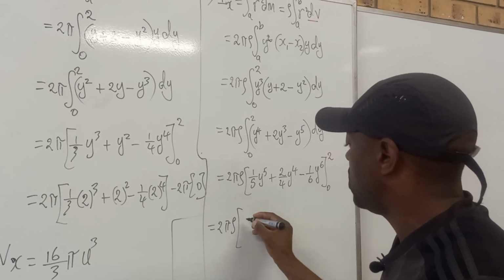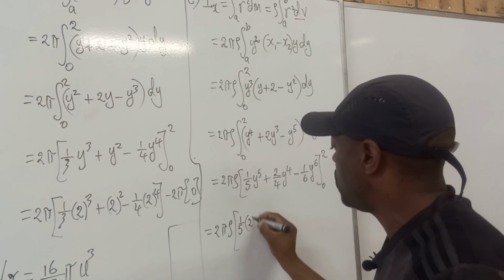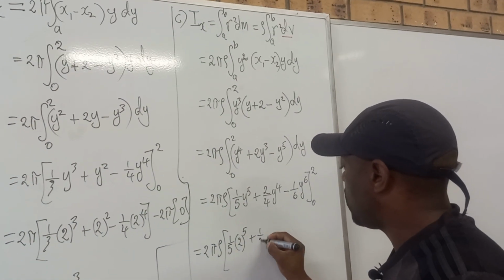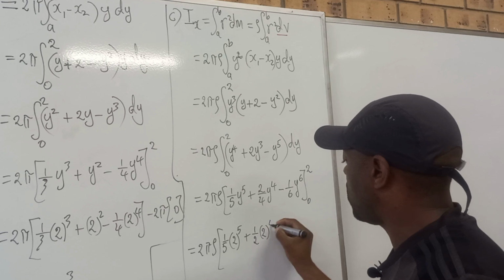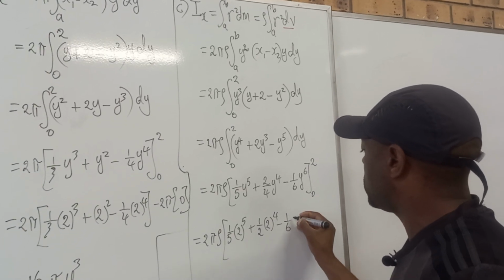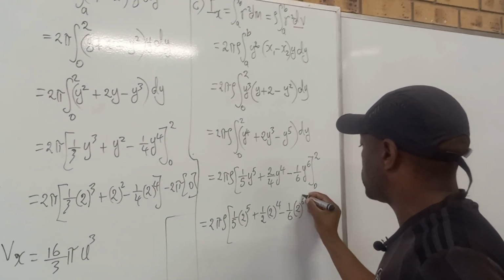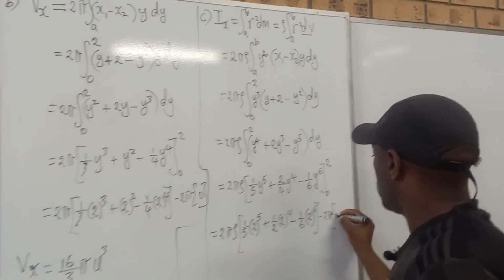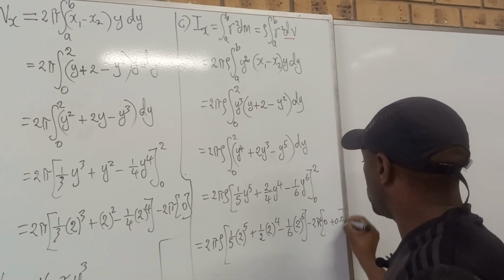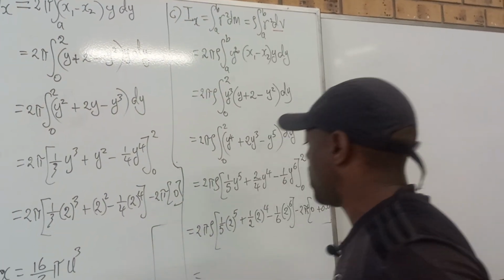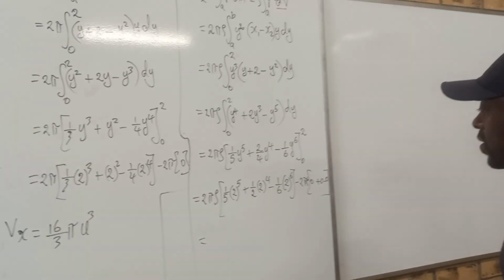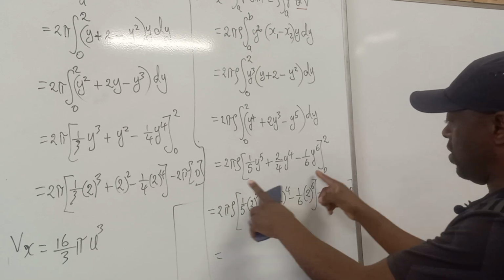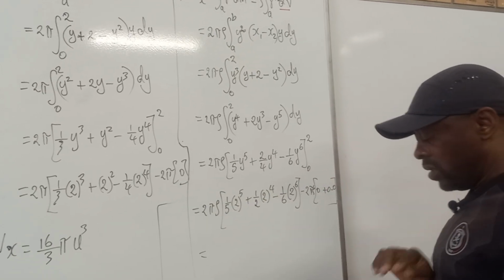So we'll get 1 over 5 into 2 to the power 5, plus 2 over 4, it's like 1 over 2, into 2 to the power 4, minus 1 over 6 into 2 to the power 6. Then the lower limit is simply a 0 plus a 0 minus a 0, since we're putting 0 everywhere. So it's now time to consult the calculator. I'll concentrate only on the upper limit, since the lower limit is 0.